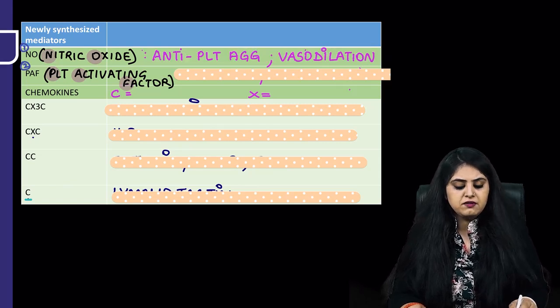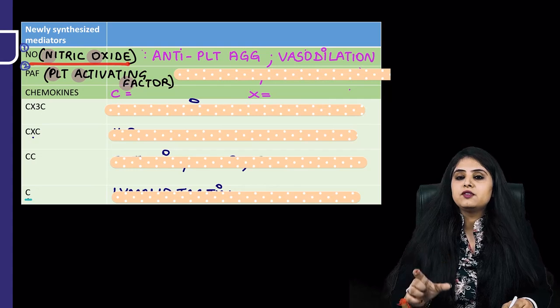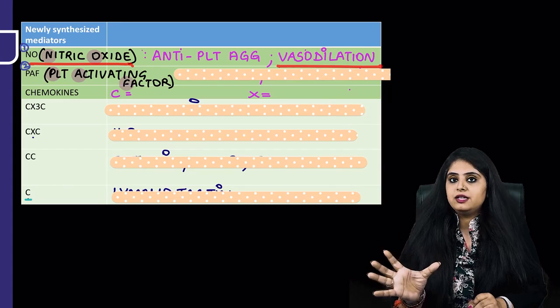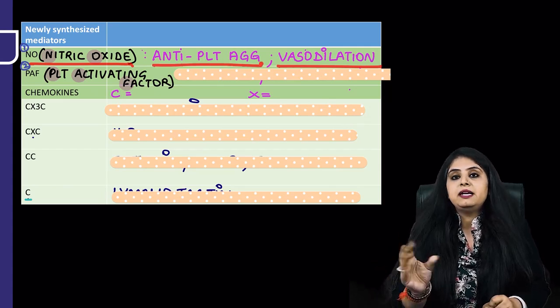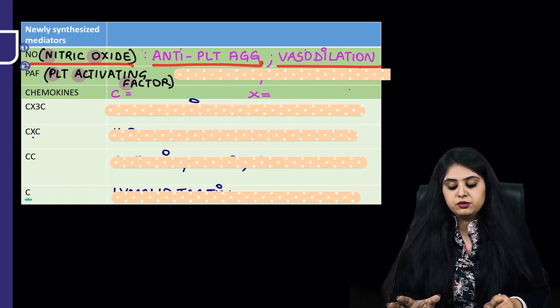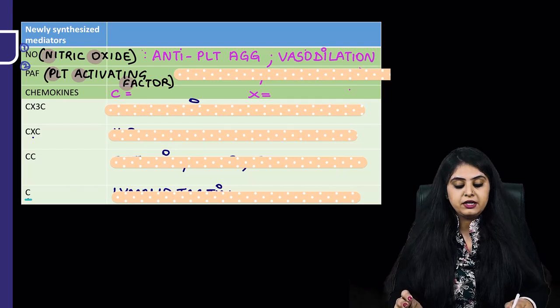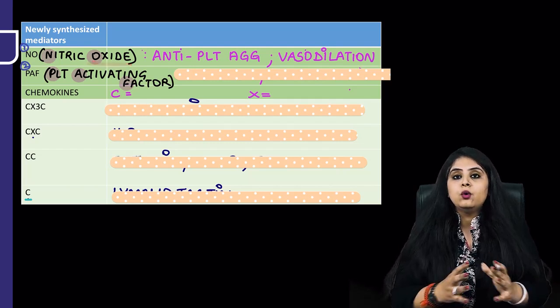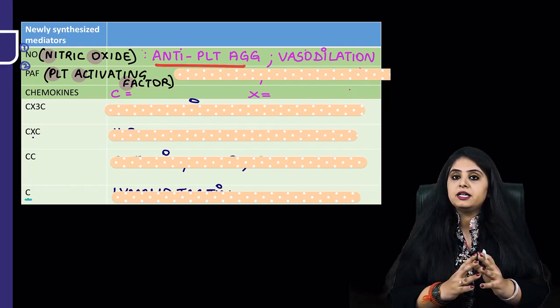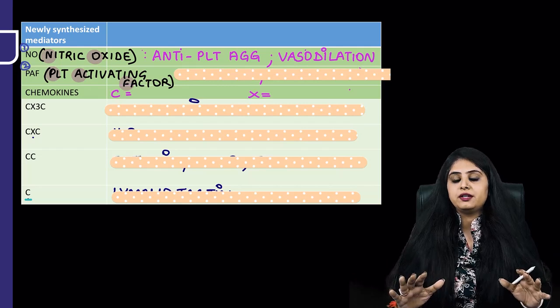Nitric oxide, I think everyone knows, is something which is also given as a therapy in MI, because it causes vasodilation. And it will keep the platelets separate. It will not let them aggregate, it will not let a blood clot form. So remember, it opens everything. Nitric oxide is for opening everything. What will it do to the blood vessel? Dilate. What will it do to the platelets? It will keep them separate, no aggregation.